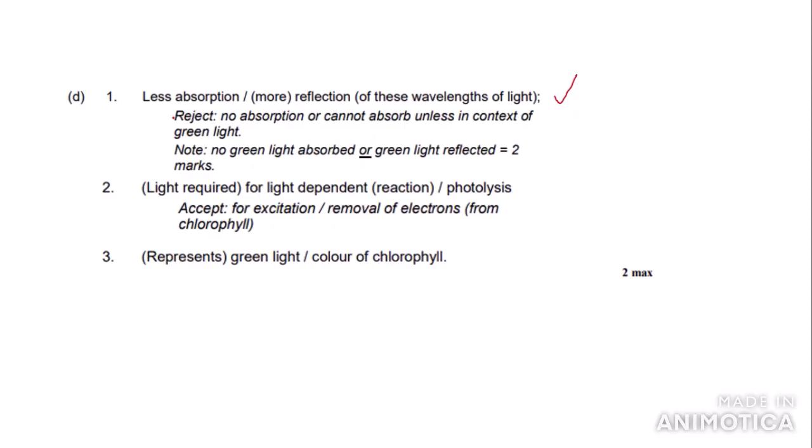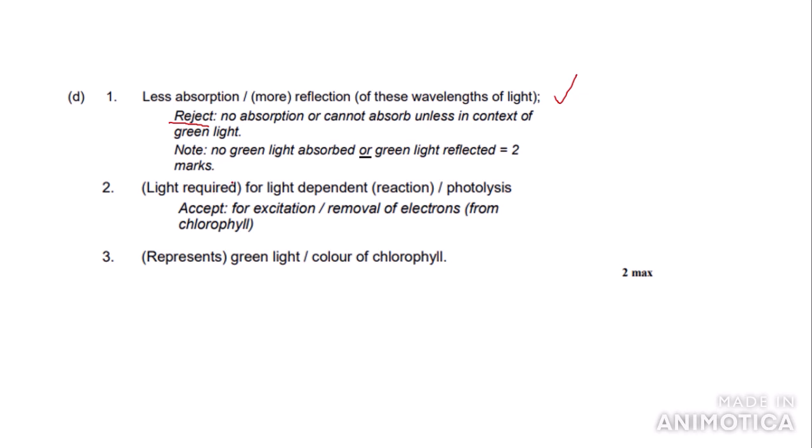Here it says reject no absorption or cannot absorb unless in the context of green light. So there is less absorption, but there's not no absorption at all. So if you put these points here, you wouldn't get any marks at all for the question, even if you got mark point 2 or mark point 3 right, because it says reject. Also, it says here that note, no green light absorbed or green light reflected, you'll get both marks for the question. So if you specifically refer to green light, then you'll get both marks for the question, so you wouldn't need to write anything else.